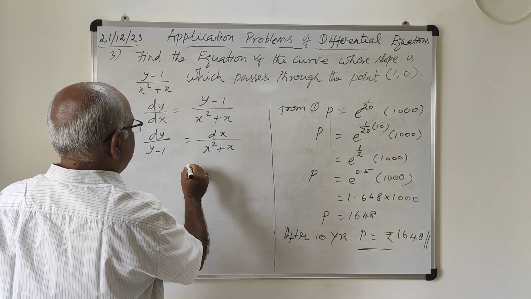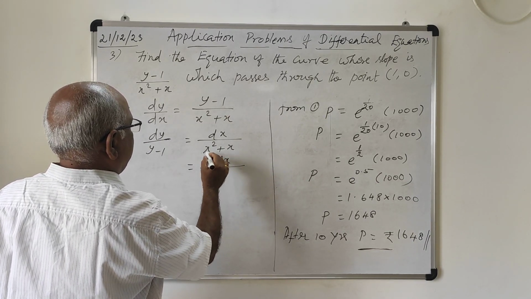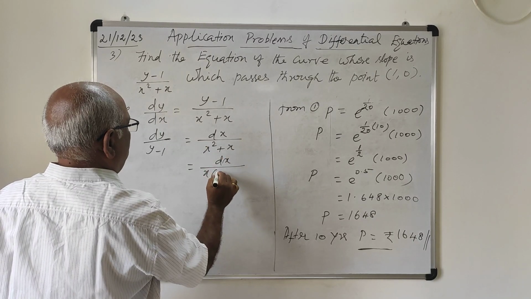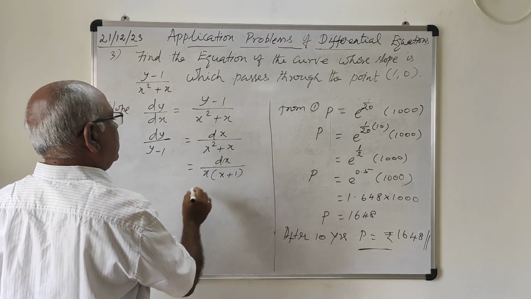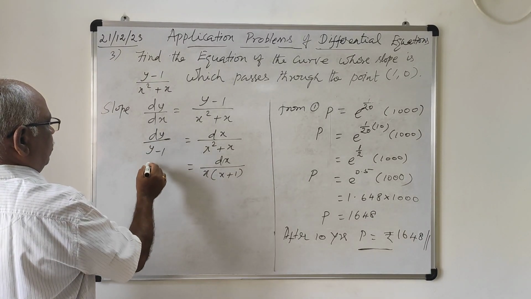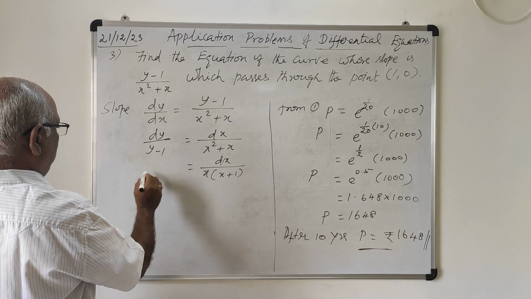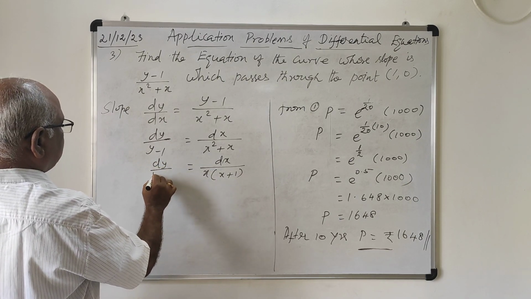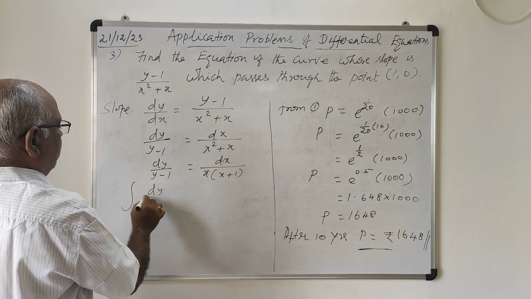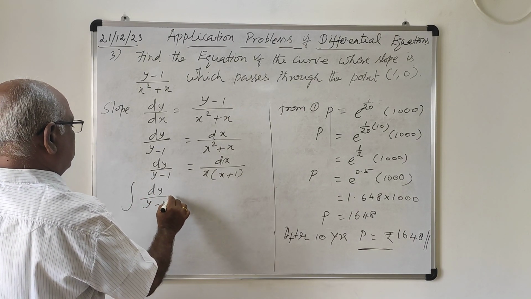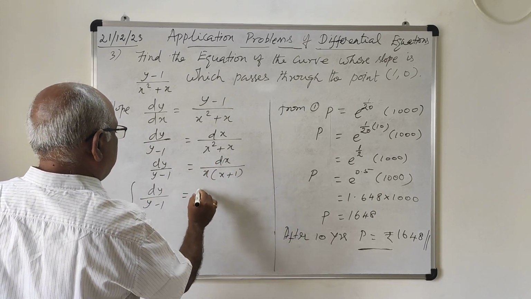I can rewrite dx by (x square plus x). If I take x common, I will get x square and x plus 1, that is x square into (x plus 1). Here we have dy by (y minus 1) on the left hand side. Now integrating both sides.